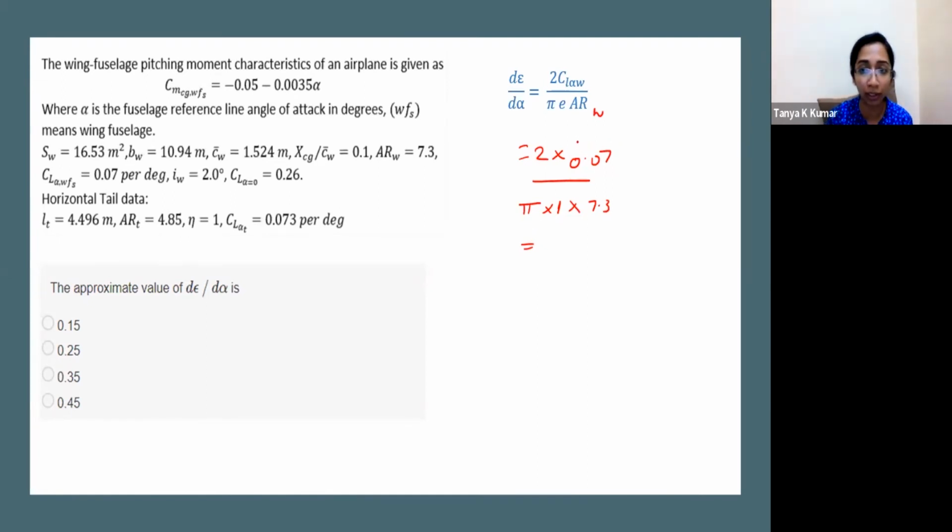Here your CL alpha is given in per degree. You need to convert it into per radian, so 57.3. Final answer is, yes, 0.35. Thank you for finding out that mistake. 57.3. So the final answer is 0.35.